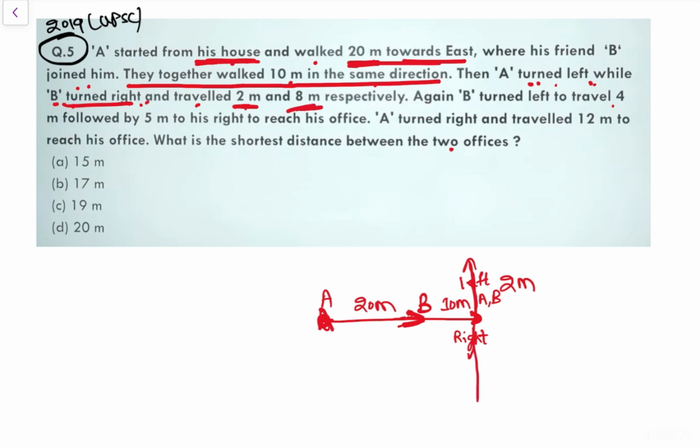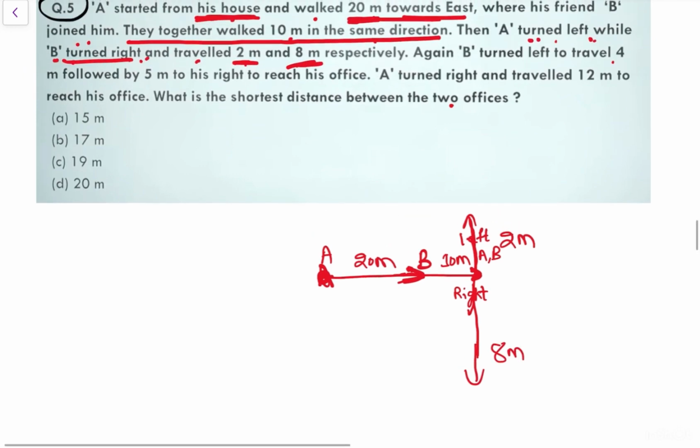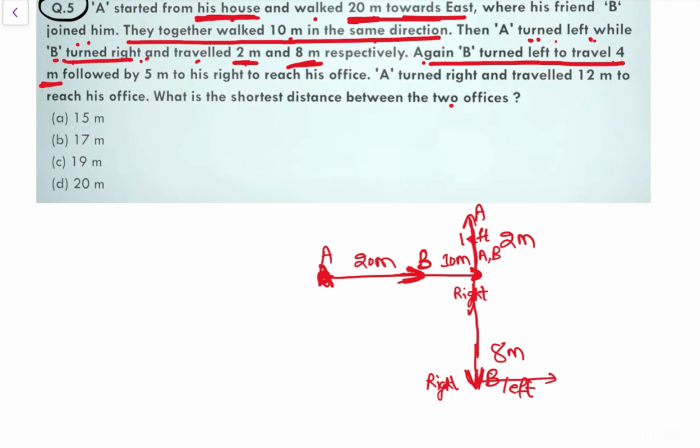So B traveled 8 meters, 8 meters respectively. Again B turned left to travel 4 meters. B is here, A is here. So B turned left. Left is what? Where is his left hand? Left is this side, since he is facing this side, and right hand is this side. So turn left and traveled 4 meters.